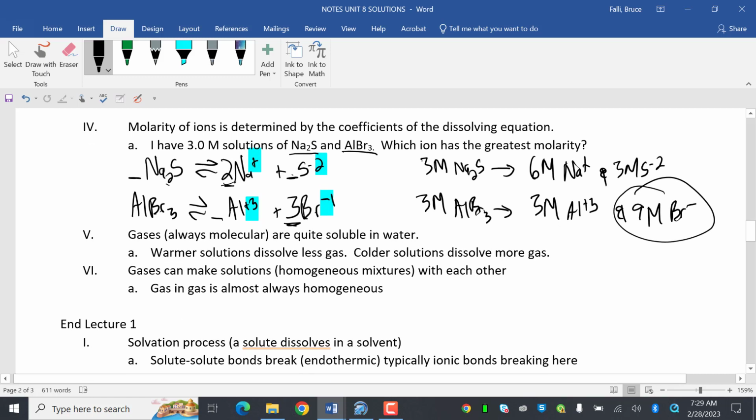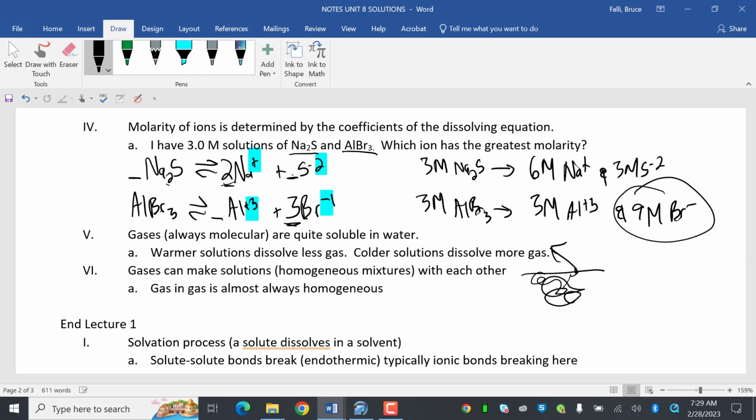Gases are always molecular and are quite soluble in water. Warmer solutions dissolve less gas. Colder solutions dissolve more gas. I think of that as they swirl, woo, and only when it reaches the surface can it go, I'm free, I'm free. So because warmer solutions, the particles move more and more exposed to the surface, more will evaporate. Or dissolving means it will effervesce and leave. So, gases can make solutions with each other. A gas in a gas is almost always homogeneous. And we are done.